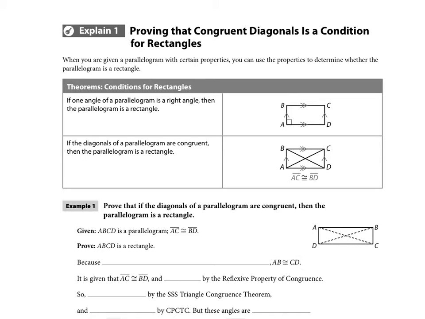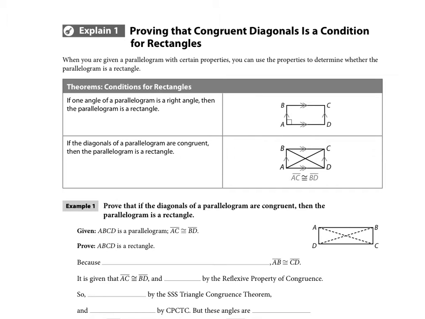A good part of our work in this section is going to be talking about what conditions are allowed to be known. What combination of conditions do we know that can lead us to certain conclusions? So we're going to start with example 1. And in this proof in example 1, we're going to be proving that if the diagonals are congruent, then it's a rectangle. So let's look at that.